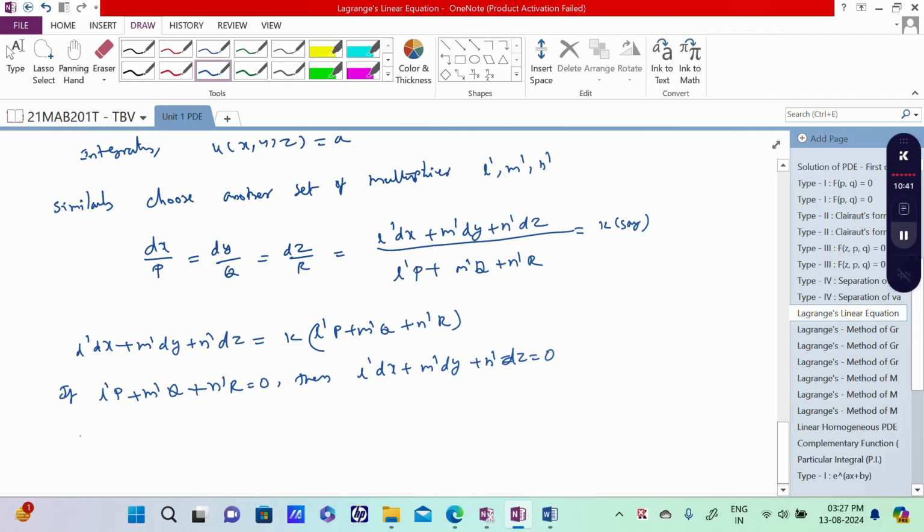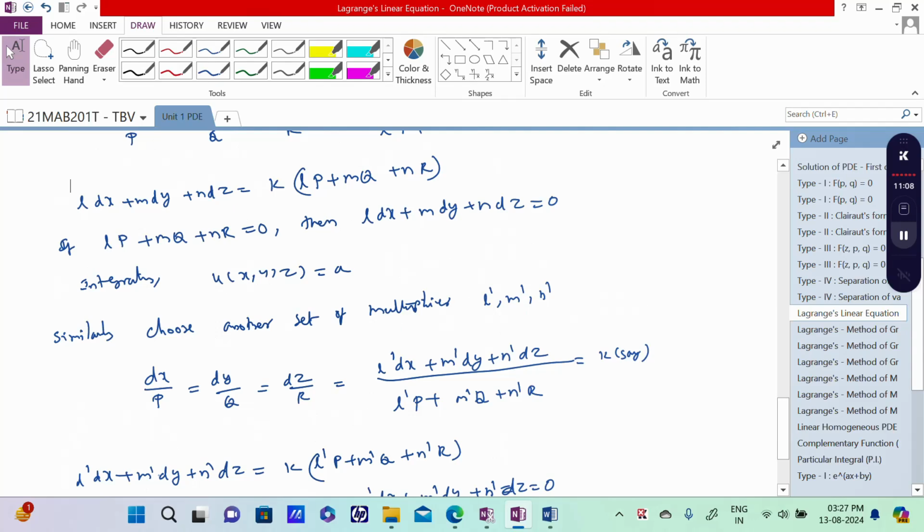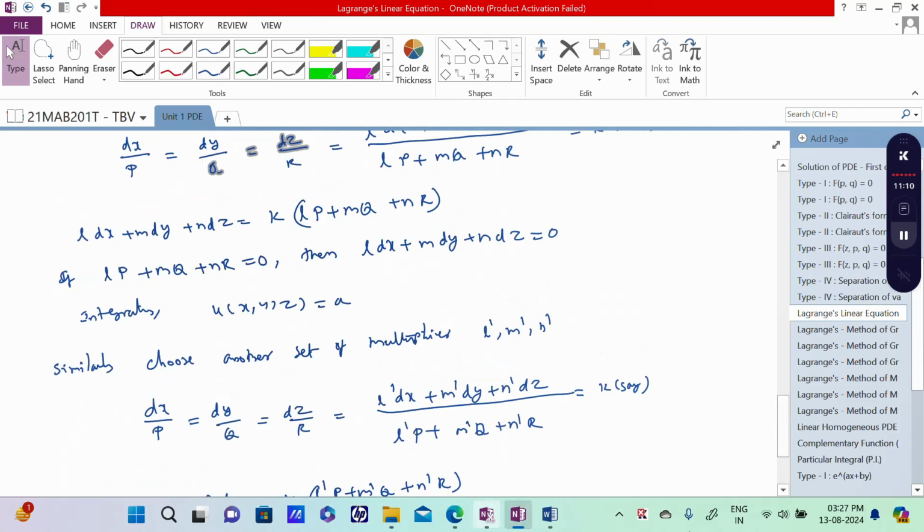Now integrate directly. Direct integration gives the value of v of x, y, z equal to another constant, which I consider b. Finally, the solution of Lagrange's equation is phi of u, v equal to 0. This is our solution. So these are the basic information and working procedure for Lagrange's linear equation.